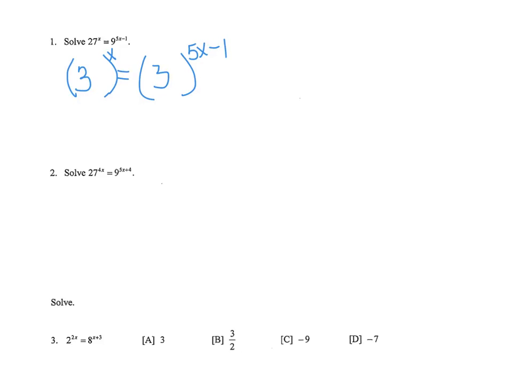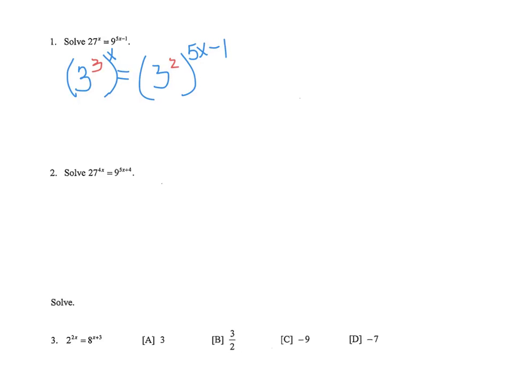Well, let's go back. What is 27? 3 to what power? What is 9? 3 to what power? 27 is 3 cubed, and 9 is 3 squared. So look what we've done so far. We've only changed 27 into 3 to the third and 9 into 3 squared. The exponent x stayed. The exponent 5x minus 1 stayed.